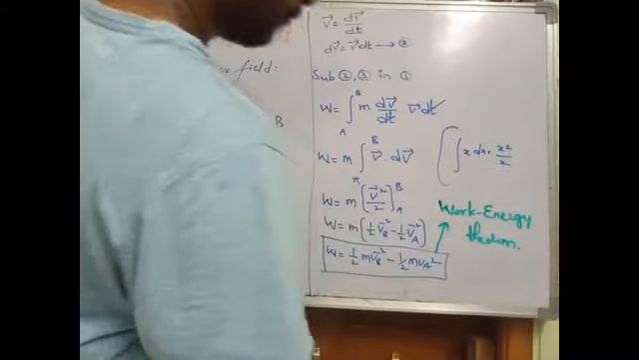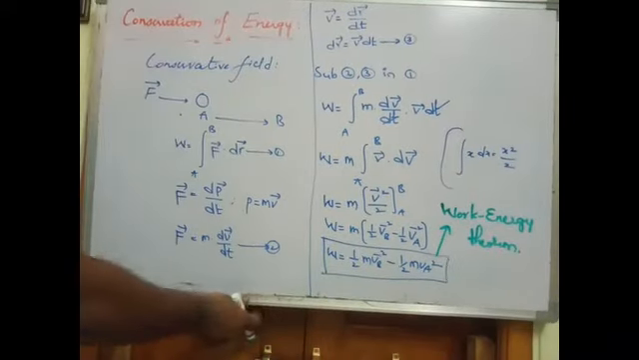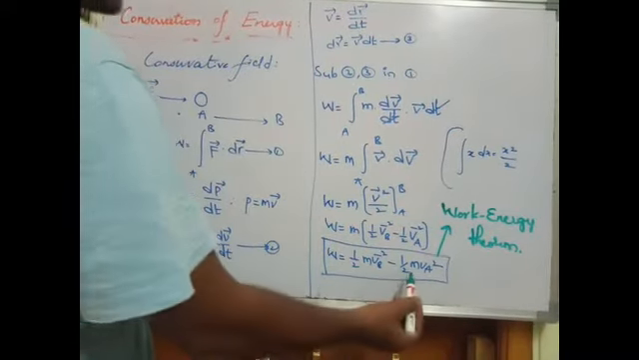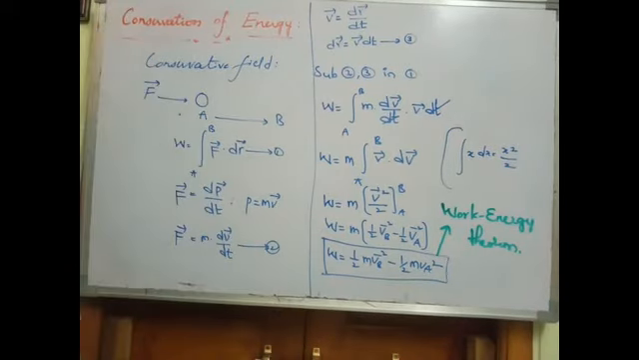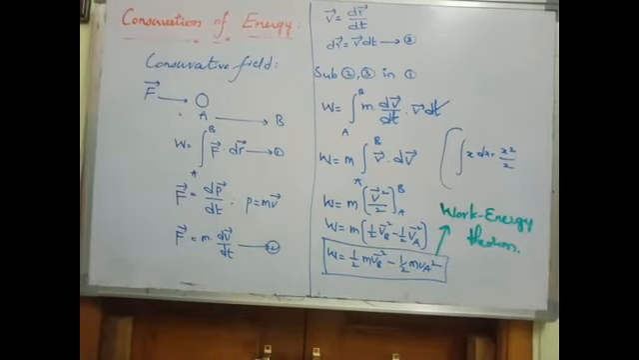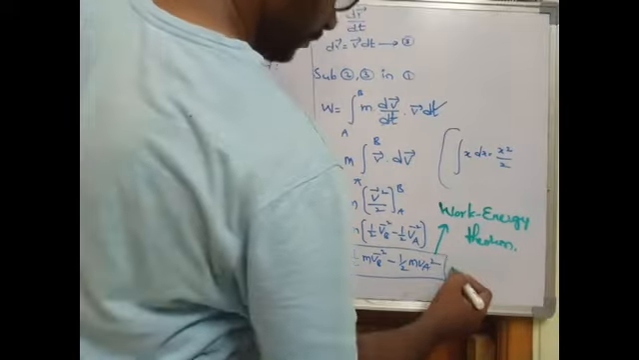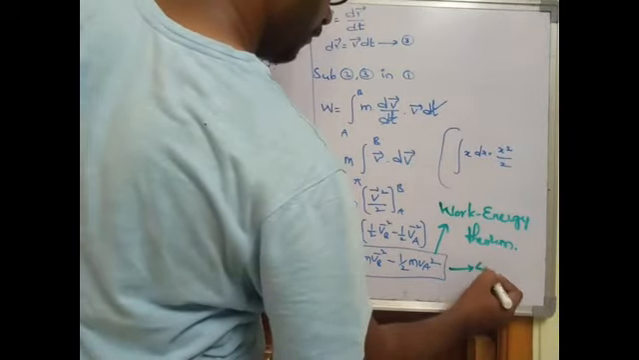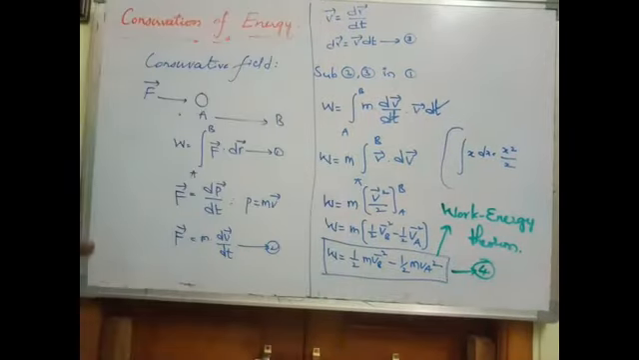This is called the work energy theorem. W is equal to 1/2 m v_B square minus 1/2 m v_A square. So this is the work energy theorem. Again, this is equation number 4. Okay, right.